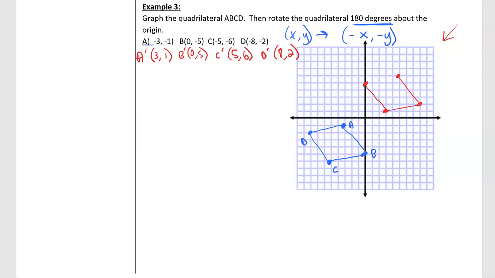Now I want to specifically make sure I label. So here is A prime, B prime, C prime, and D prime. I want you to see I'm going to make the line between A and A prime. If I go from A to the center of rotation and then continue on to A prime, it's going to look like a straight line, and I don't really need it to be counterclockwise or clockwise because it's the same answer either way.